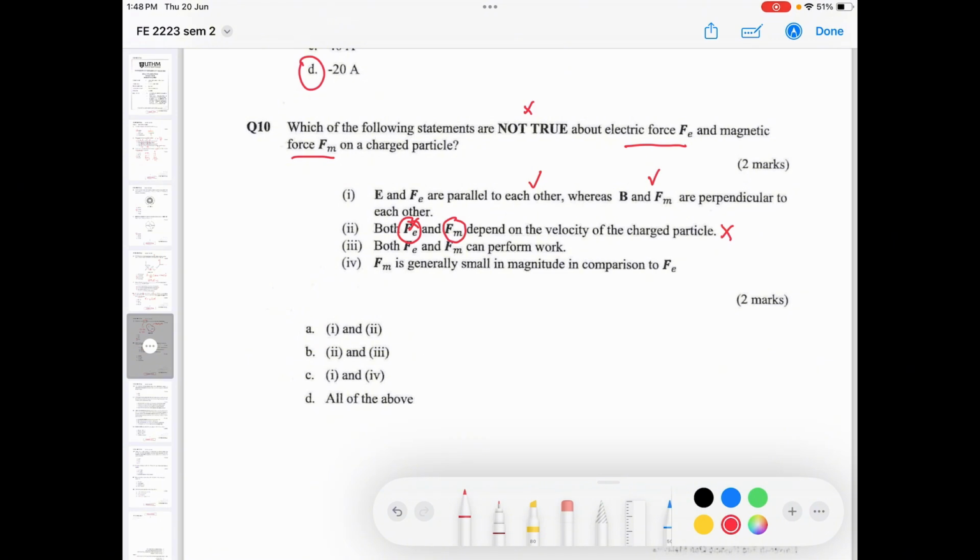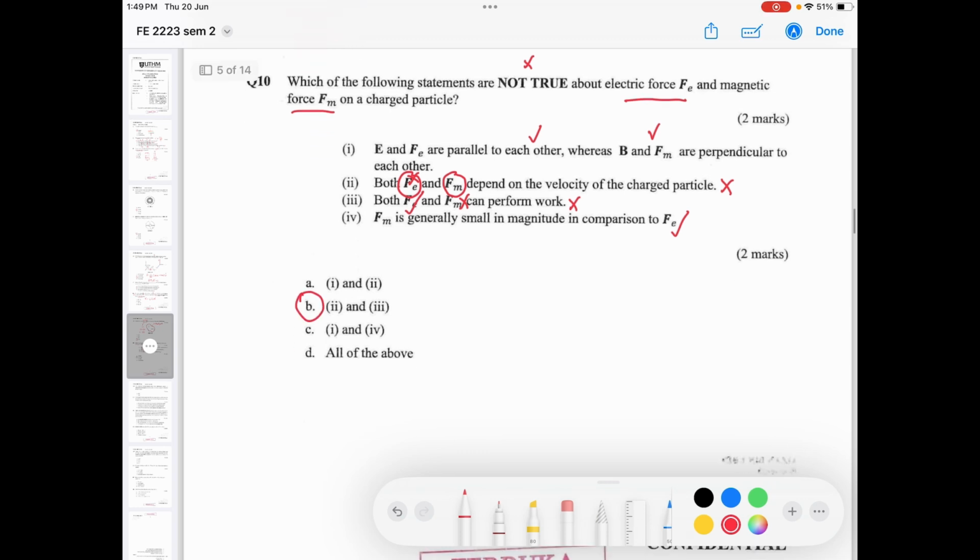Both Fe and Fm can perform work, meaning it can move something. Fe can perform work, but Fm cannot, because the force is perpendicular to the direction of the charged particle. So this one is not true. So you got 2 and 3. Fm is generally smaller in magnitude in comparison to Fe, and this is the correct statement. So the answer is 2 and 3, B.